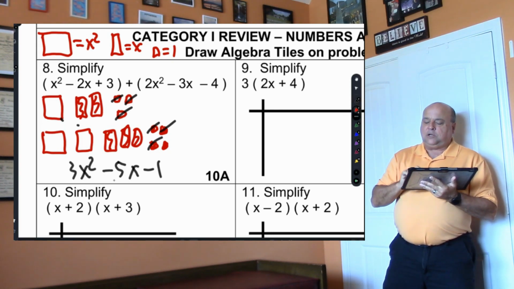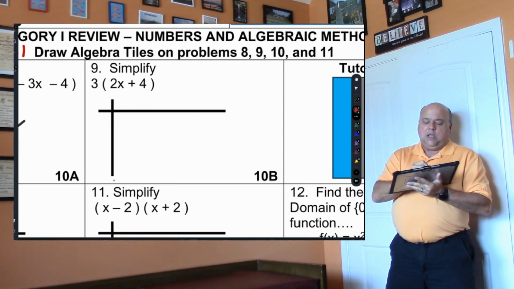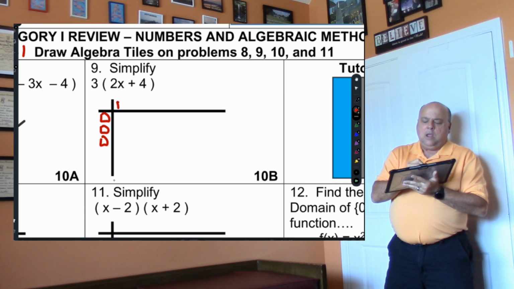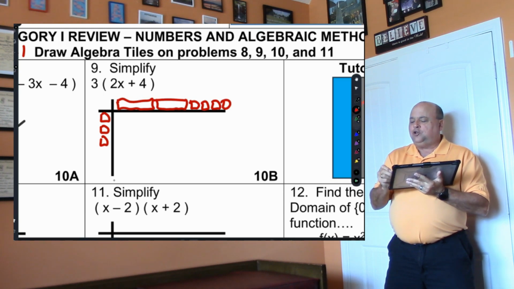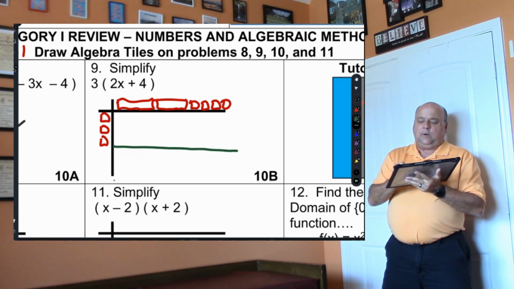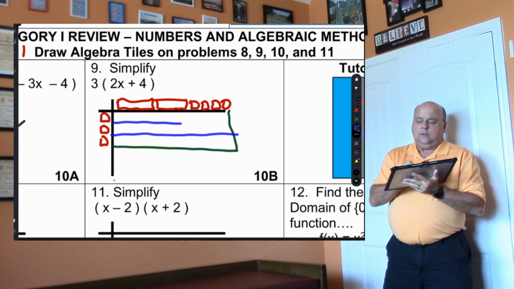Keep going on. Let's go to number 9. 9, 10, and 11, we're going to be multiplying. So on number 9, we're going to multiply 3 units by 2 rectangles and 4 units, okay? So I need 4 more squares. The answer to a multiply problem is the area of a rectangle. Draw your answer rectangle, then slice it up.